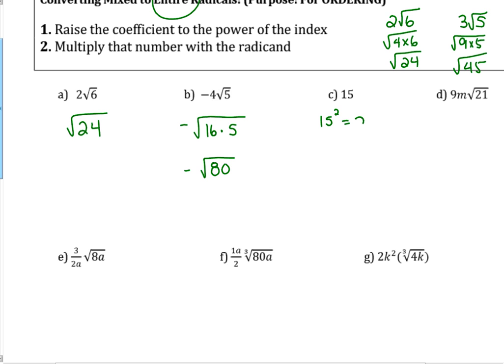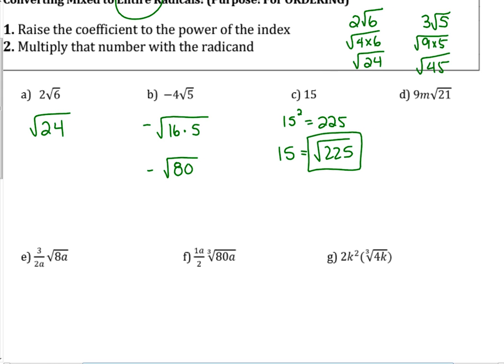It's 225. So therefore, 15 is equal to the square root of 225. That would be your answer. Root 225. It turns out it's a perfect square, right? You could write 4 as an entire radical. You'd write it as root 16. You probably normally wouldn't. All right, what about a variable?